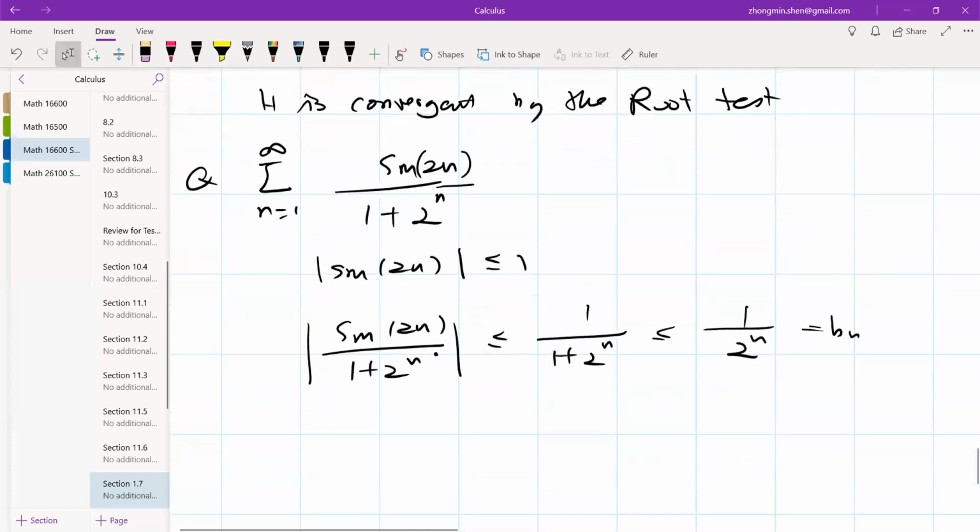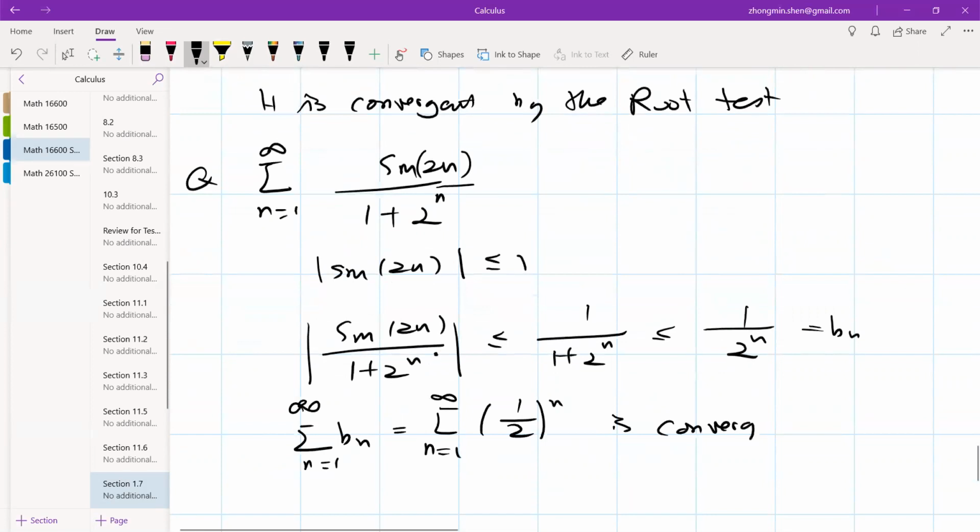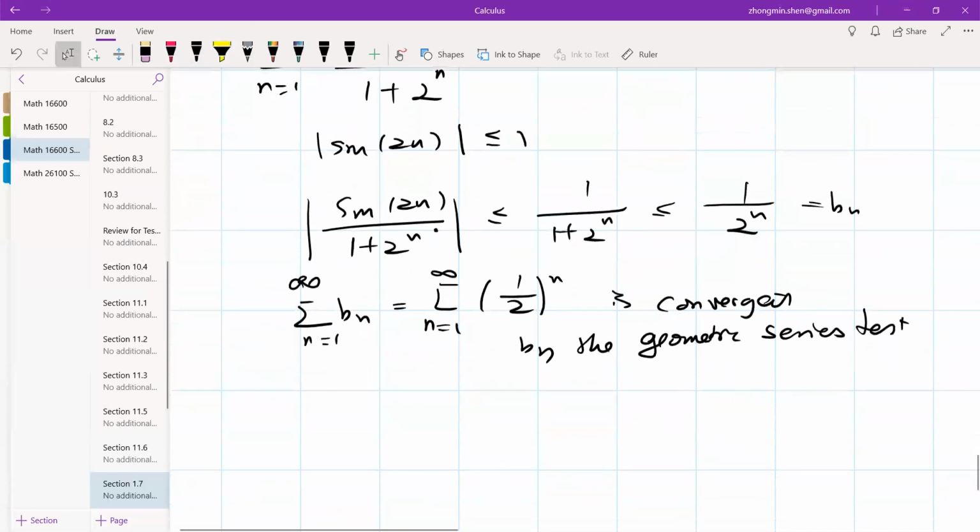Clearly, the sum of Bn, n starting from 1 to infinity, is going to be 1 over 2 to the power n. This is convergent, you know why, right? By the geometric series test, okay? The geometric series test says it is convergent if the absolute value of r is less than 1. Here r is going to be 1/2.